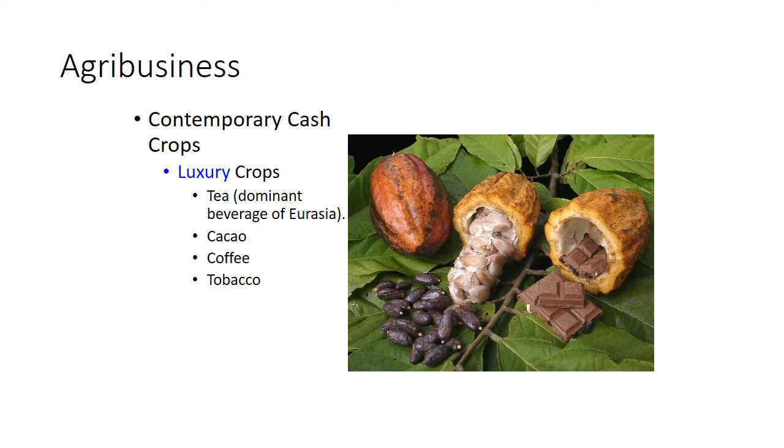You have the fruit that it comes from on the far left. Then you have the middle, which are the raw beans, which then the beans are heated and cooked, and then they're ground up and sugars added later to actually make chocolate. Coffee, of course, is another contemporary cash crop, as well as tobacco.